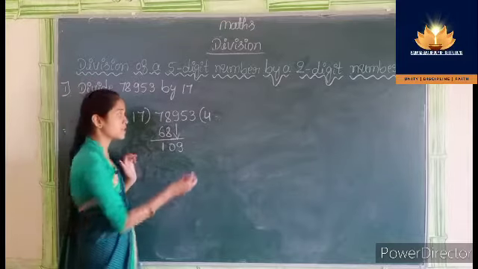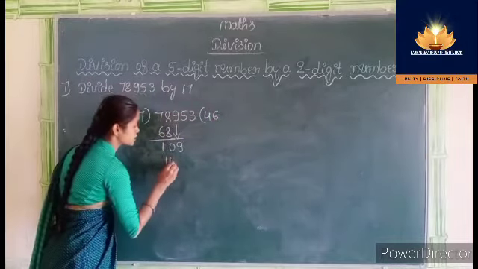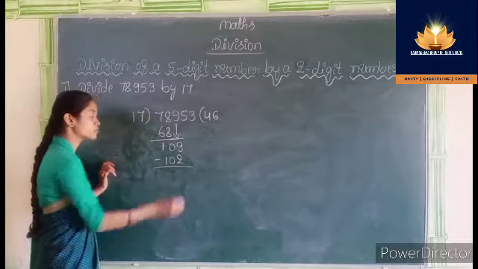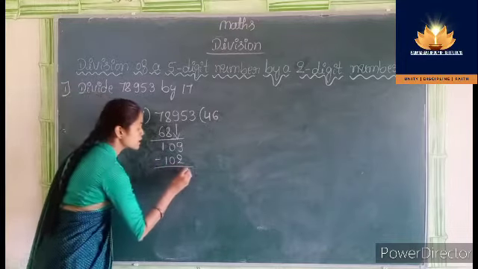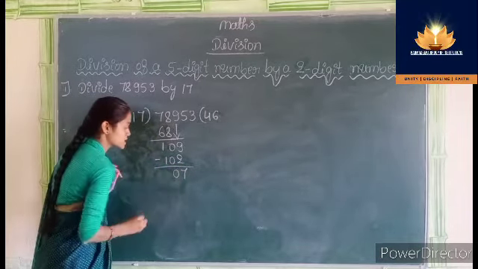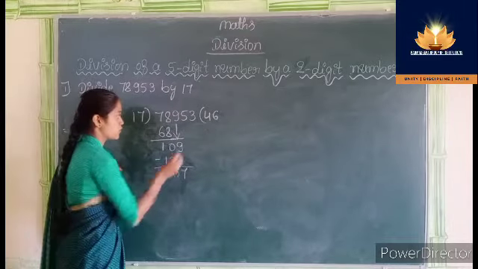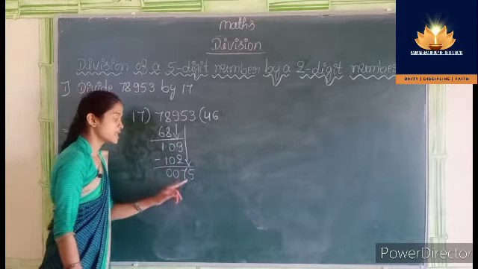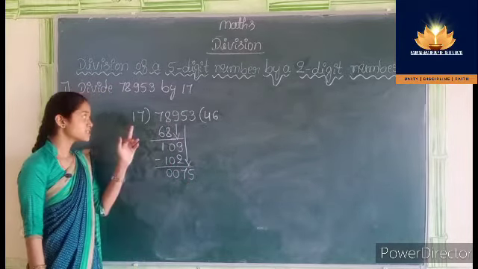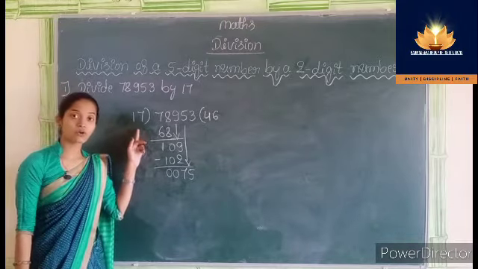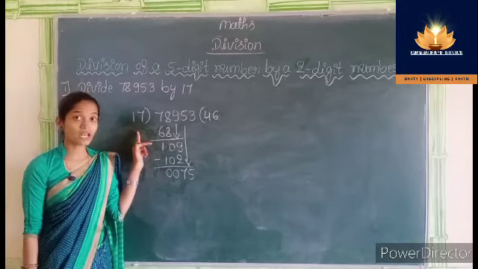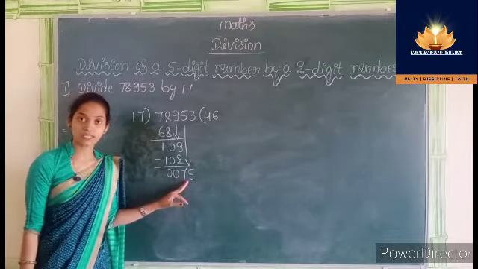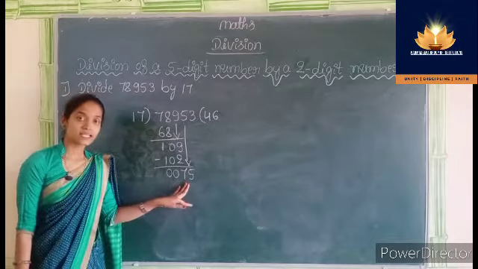So write 6 in quotient place. Then write 102 below this 109. Subtract 102 from 109. 9 minus 2, that is 7. 0 minus 0, 0. 1 minus 1, 0. Now bring down this 5. Find out which number is less than or equal to this 75 in the table of 17. 17 fours are 68, 17 fives are 85. 85 is greater than this 75. That's why we have to consider 17 fours are 68.